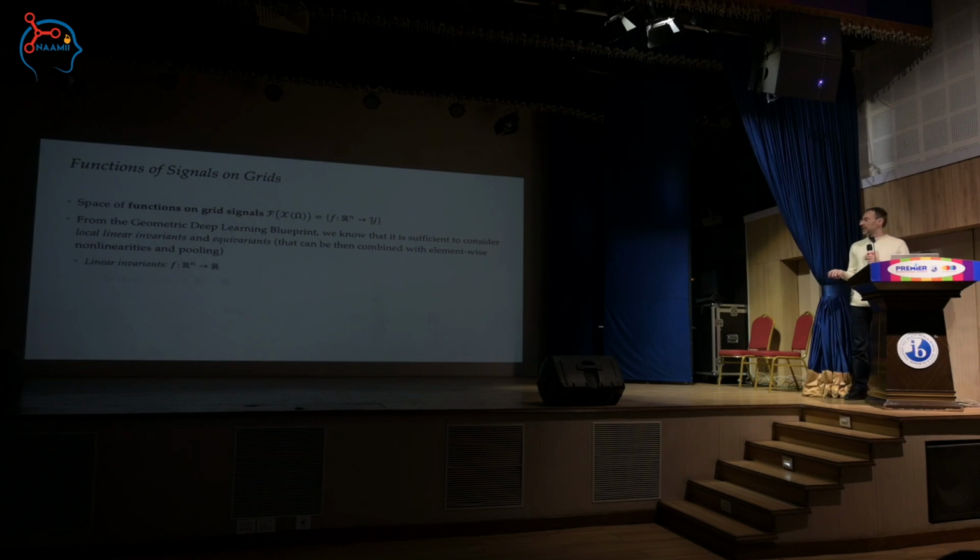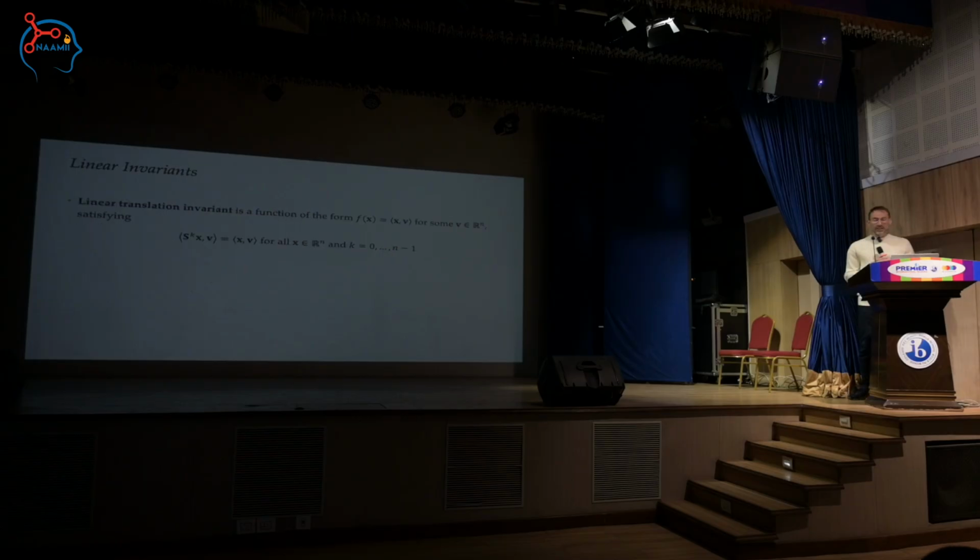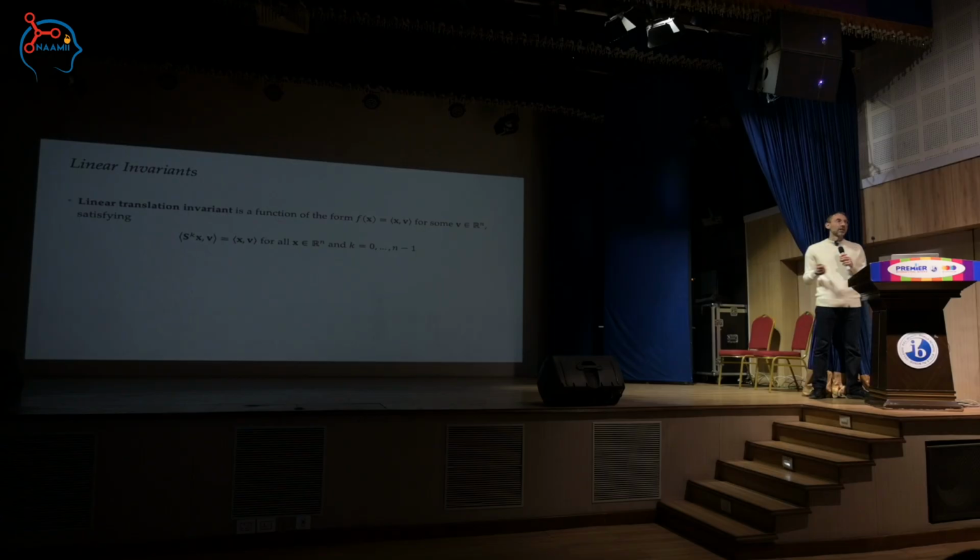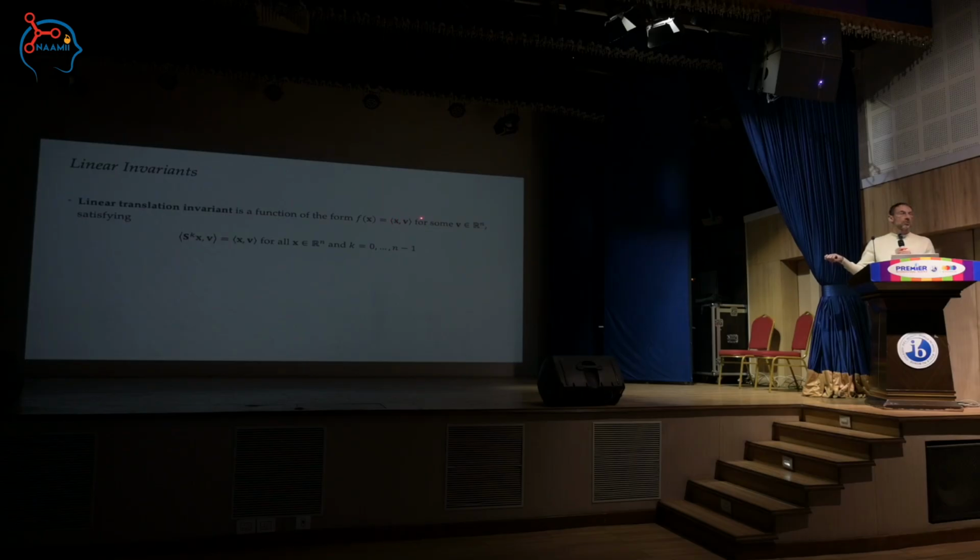And the linear invariants are functions that go from R^n to R, and linear equivariants go from R^n to R^n. So let's look at linear invariants first. So it's a function of the form, because it's linear, I can write it as an inner product of x with v. If you're not familiar with this notation, it's just x transpose v.